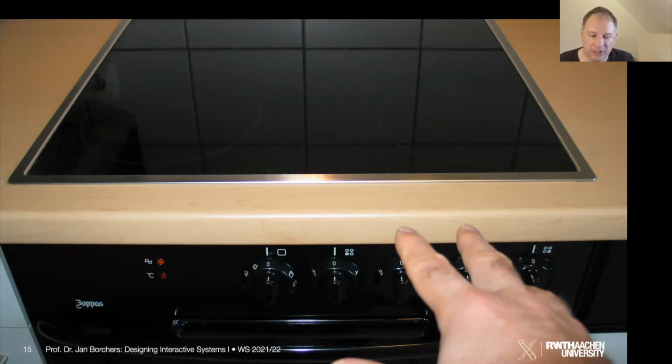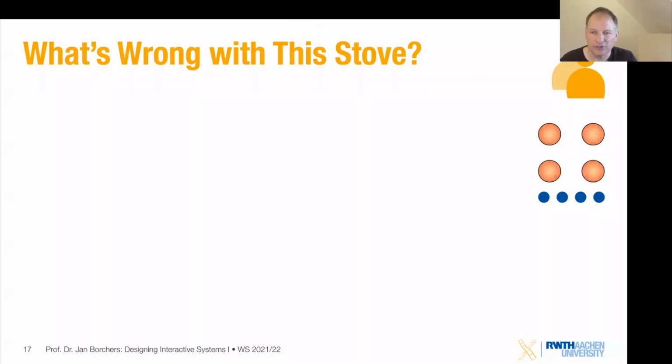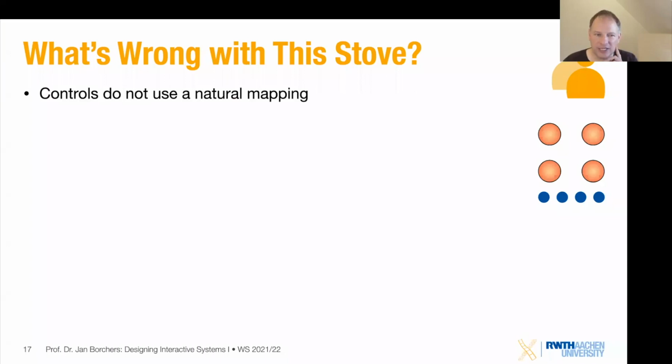All right, you might say, well, that's a good enough solution. But then if you step up to the thing to actually use it, you can't see those markings anymore, right? So that's kind of a double fail, I suppose. So what's wrong with this stove? The controls are not using a natural mapping because the four hot plates that you see there at the top are controlled by four buttons in blue that are in line. In line, again, we can use a little bit of mathematics here.